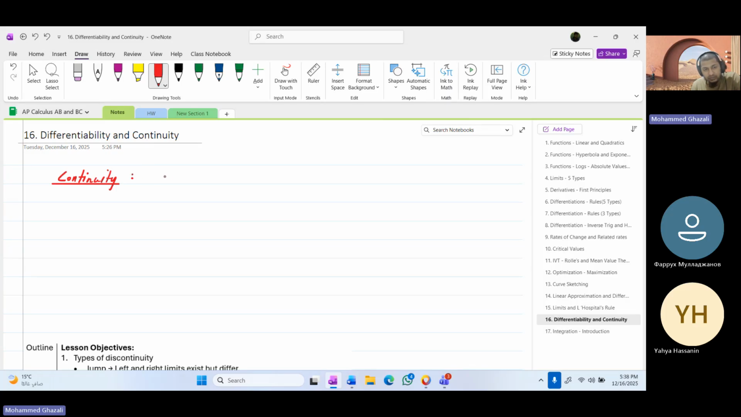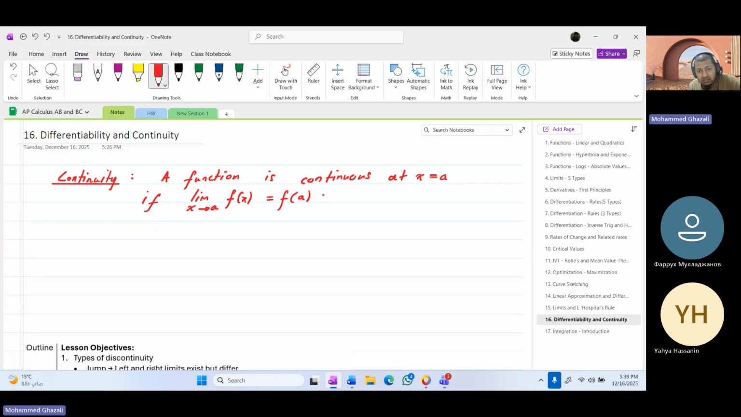So we have a theorem. You say a function is continuous at x equal to a if the limit as x approaches a of f of x is equal to f of a. In other words, f of x must be defined and f of a must be defined.